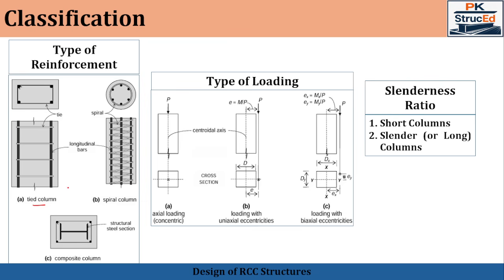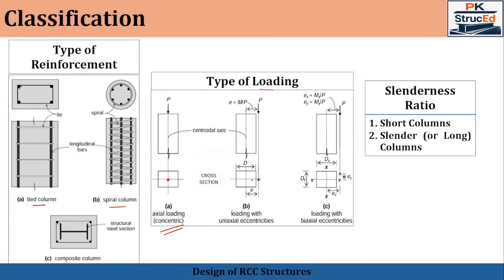If the reinforcement is provided as ties, it is called a tied column. In the other case, if it is a circular column wherein instead of tied transverse reinforcement you provide spiral reinforcement, it is called a spiral column. Then regarding the type of loading, if the load is acting exactly on the axis of the cross section, the column is said to be an axially loaded column or concentric loaded.